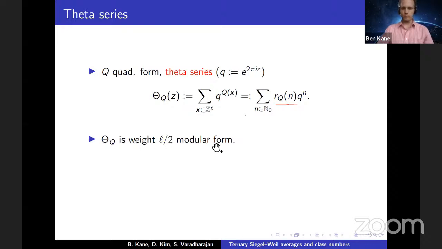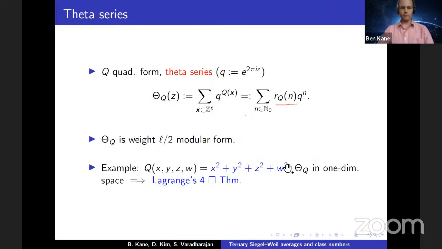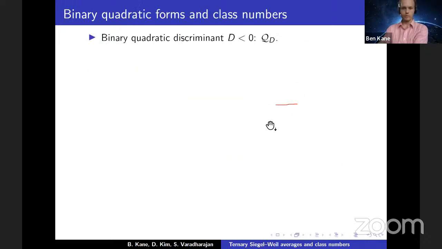And this is a modular form, and there are certain techniques that can be used to understand it. For example, if we take the quadratic form that's just the sum of 4 squares, then it turns out that this theta series is in a basically 2-dimensional space spanned by Eisenstein series, and you can prove Lagrange's four squares theorem that every integer can be written as the sum of 4 squares because r_Q(n) is always positive. So this is one way to prove it.